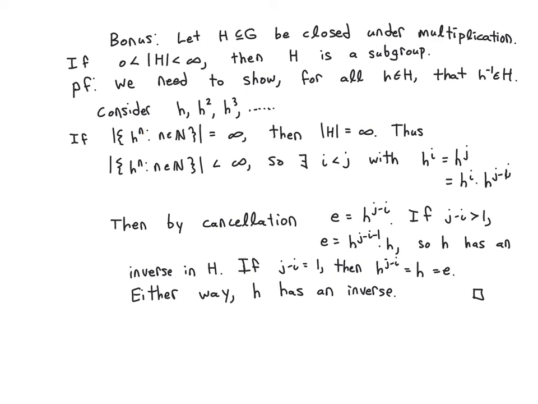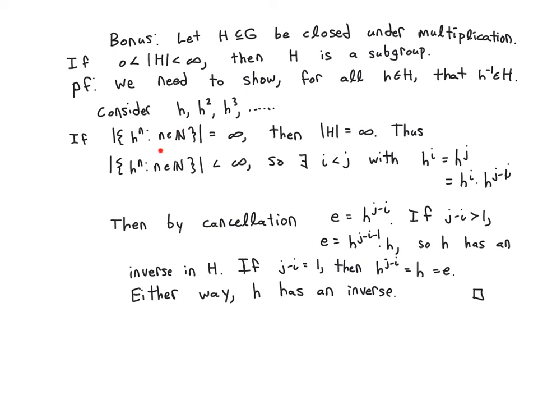And so what do you need to do to prove this result? Well, you need to show that you're closed under inverses. And that's the part that takes a little bit of thought. So you need to show for any element in H that you have an inverse. The inverse is also in H. And the way we do this is to consider the infinite sequence h, the square of h, the cube of h, and so on. Because H is closed under multiplication, each of these powers of little h is in this subset.